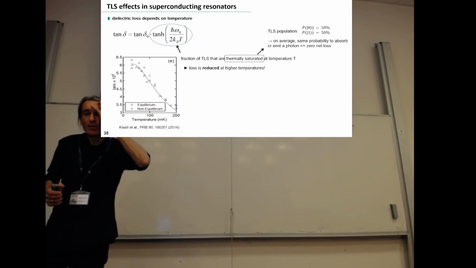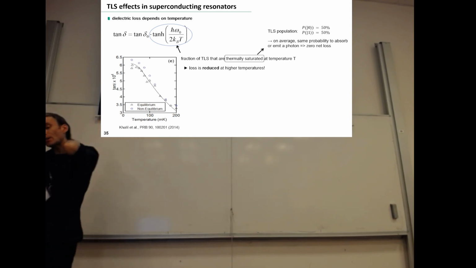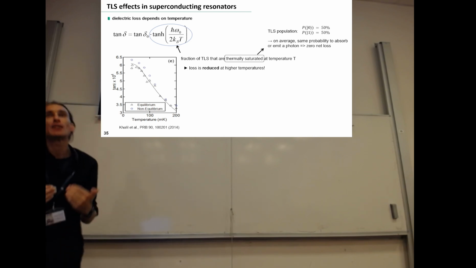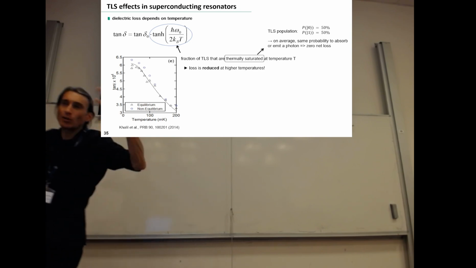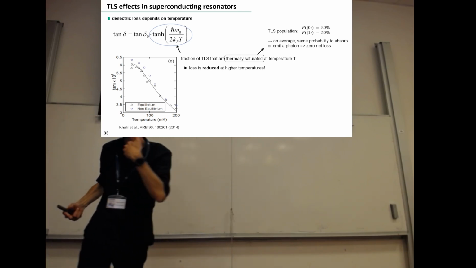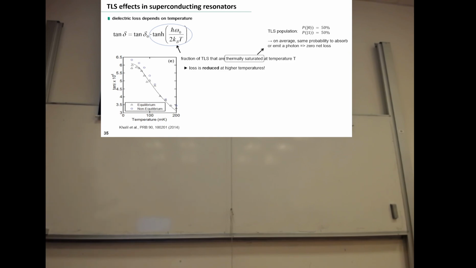Okay, also you'll see some effects of TLS when you change the temperature of your resonator. Here the mechanism is basically the same. At high temperature you get smaller losses. And why is that? Because with high temperature you can excite the TLS thermally, and once you excite them very strongly in a thermal way, they again don't really care about the phonons coming from the resonator. They will have the same probability to emit a photon and absorb it. So that's why the TLS loss at high temperatures is basically approaching zero.